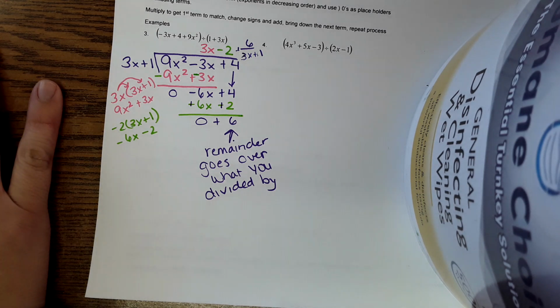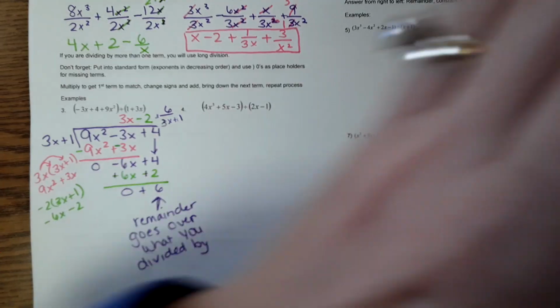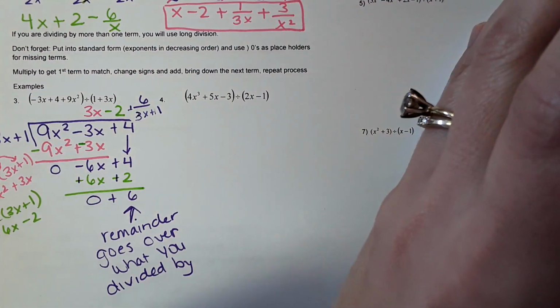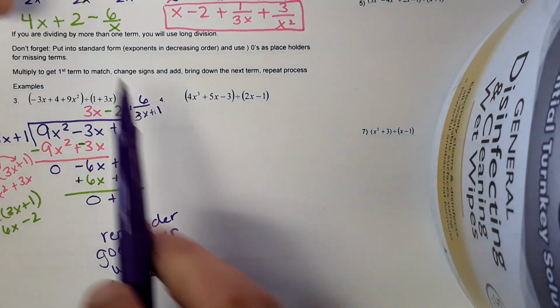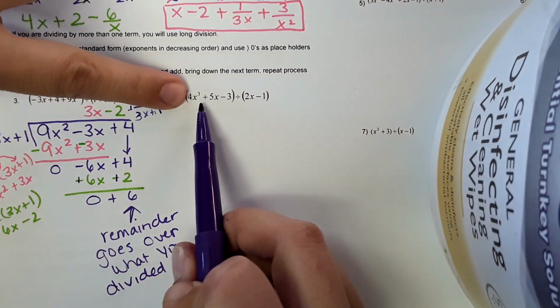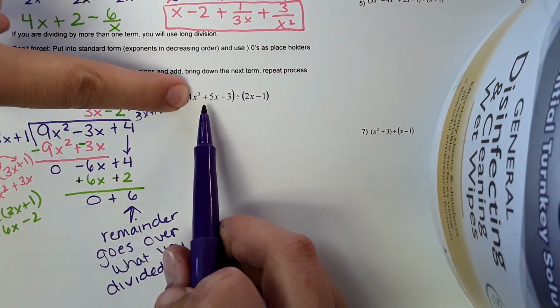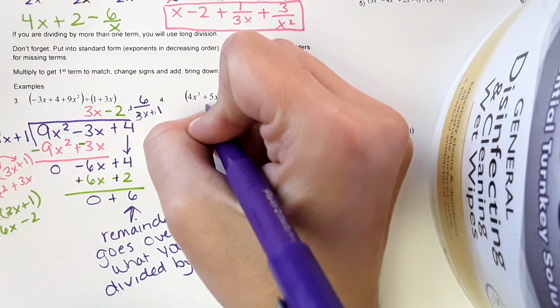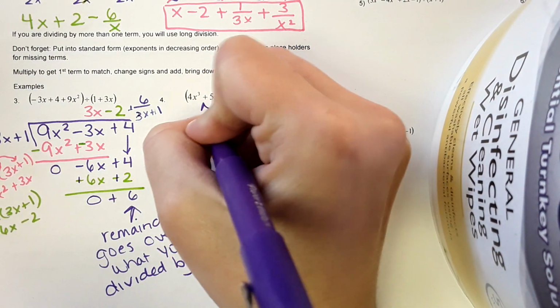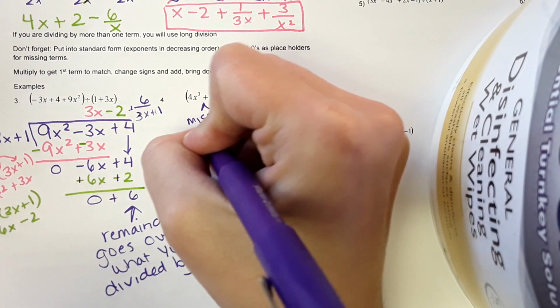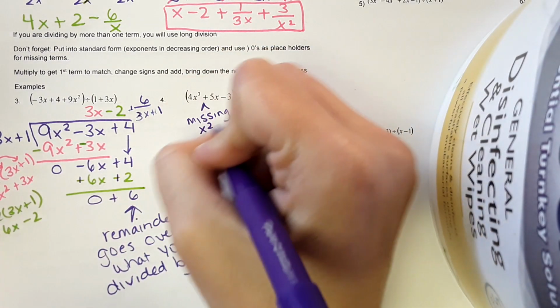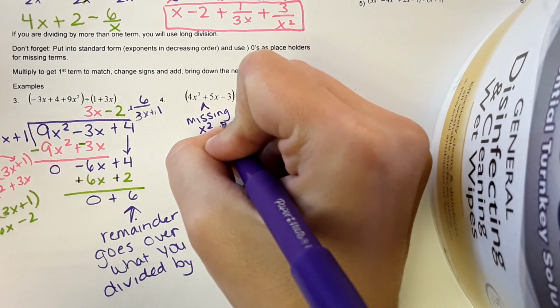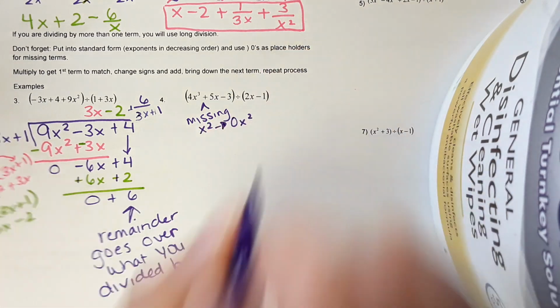Okay, ready for number 4? Okay, moving on to number 4. So we're going to set it up the same way. Something that it mentions here is that if you're missing a term, here it's missing an x squared, we have to put in a placeholder of 0x squared. So therefore, we're going to plug in 0x squared when we write it out.